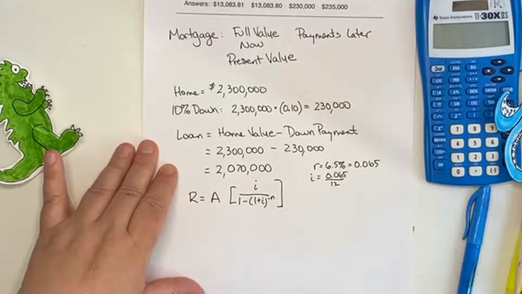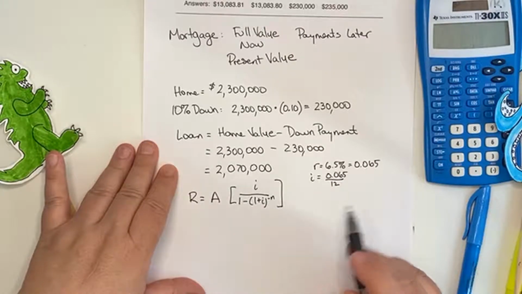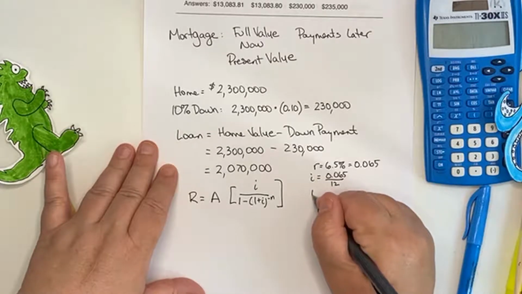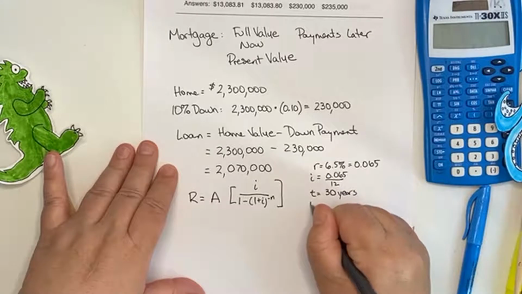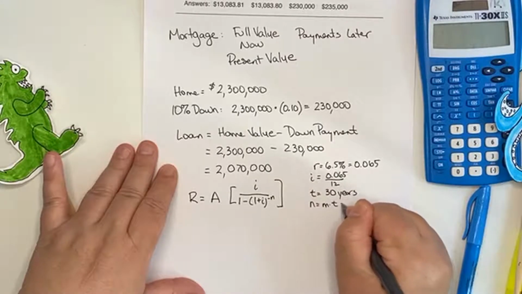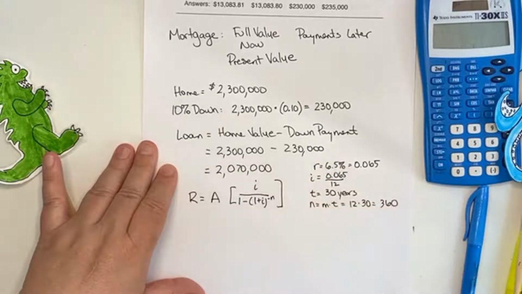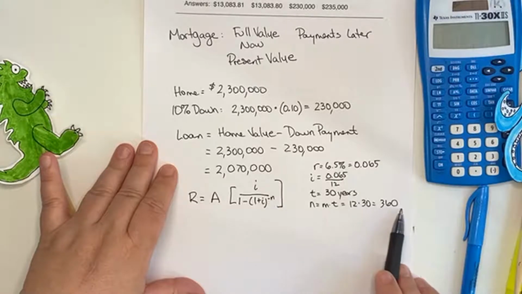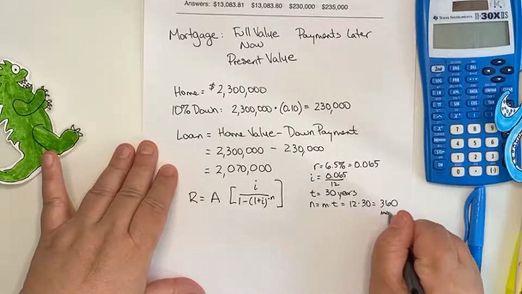You want to make sure you don't round ahead of time, so we're going to have to use that horrible mess of a number. The other thing we need to know is that the timing is 30 years. So n, which is m times t, is 12 times 30, which is 360, which is what we expect. There are basically two kinds of common mortgages. One is 360 months, and the other is a 15-year, which would be 180 months. So this is really common.